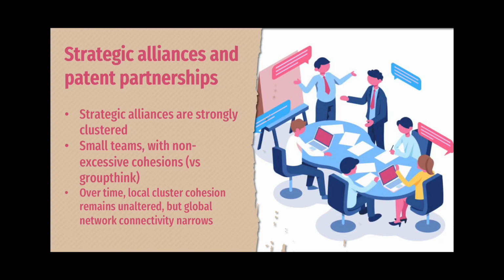And then there is research in relation to strategic alliances and patent partnerships. So in terms of organizations who work together to be able to apply for patents for their innovation. So first insight is that strategic alliances are strongly clustered, meaning there is a limited amount of organizations that organizations partner with, right? And they are united by cooperation agreements that are formal.